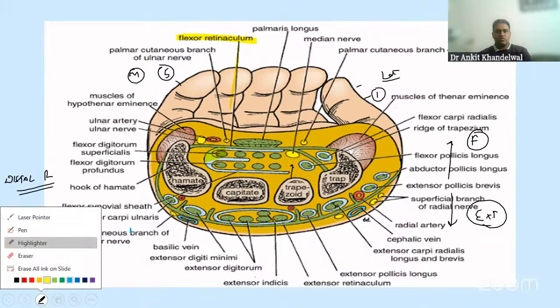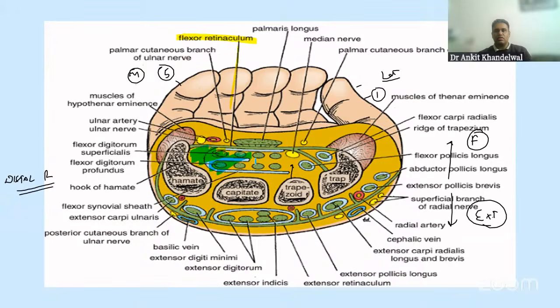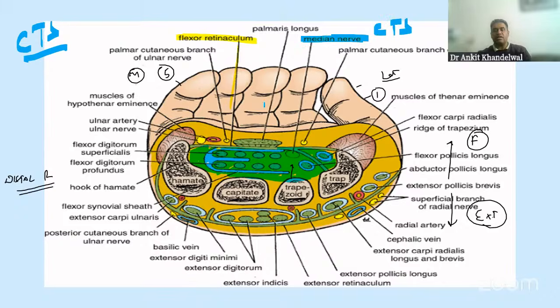Now, all these structures I'm highlighting, they are actually between the carpals and the flexor retinaculum. Agreed? Yes, sir. Therefore, any injury to these or any injury to the flexor retinaculum, or also known as carpal tunnel syndrome, CTS, all these structures are compressed, and mainly it is the median nerve that is involved in carpal tunnel syndrome. These are all the structures that lie deep.